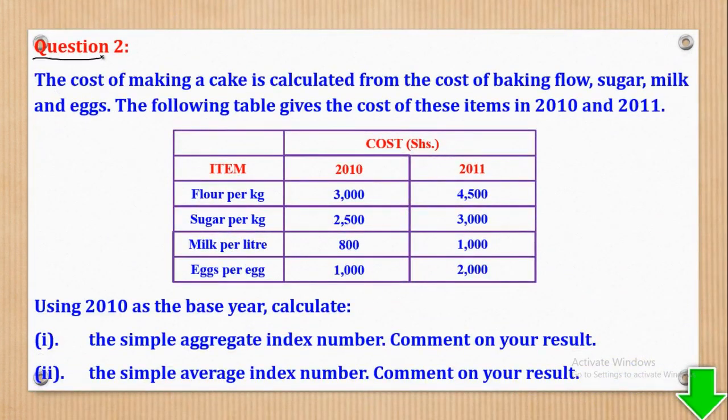So that was question 1. Now we shall go to question 2. Question 2 says, the cost of making a cake is calculated from the cost of baking flour, sugar, milk and eggs. The following table gives the cost of these items in 2010 and 2011. So these are the items and these are the costs in 2010 and the costs in 2011, and they are in shillings.